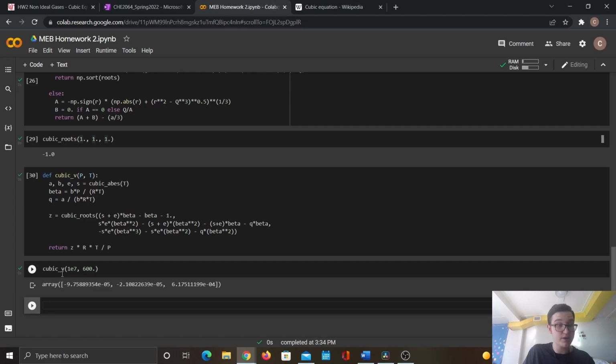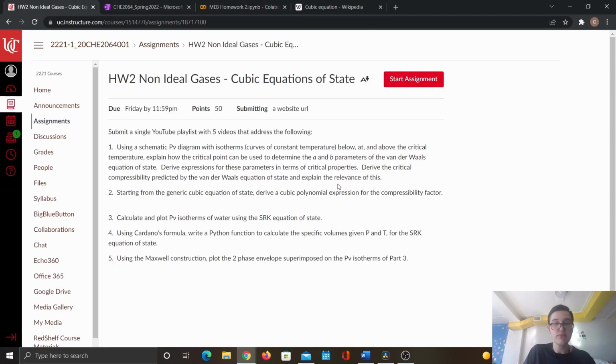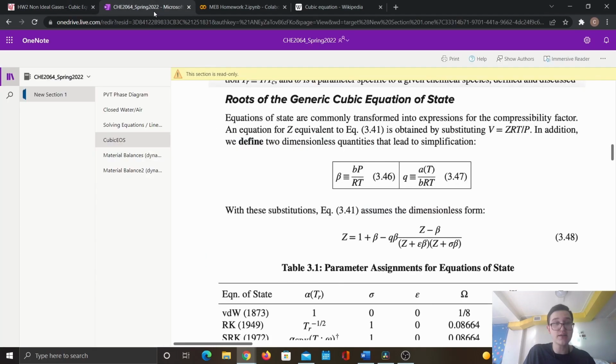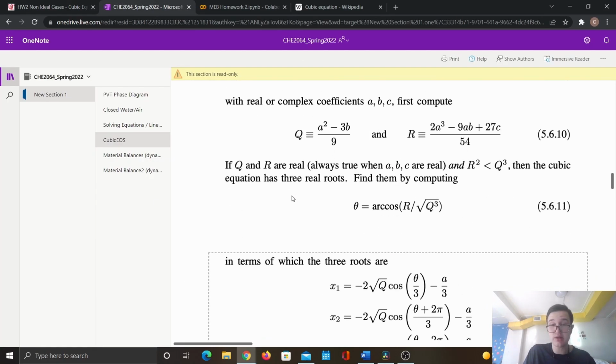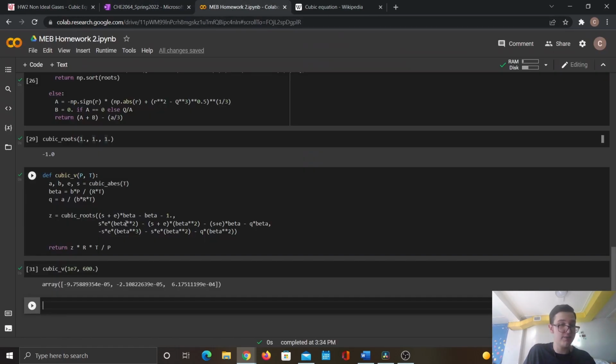Now we do have our values here. We have an array of 3, so we know that the first value will be negative 9.758. The second value is negative 2.1, and the third value is 6.17. So this is looking for specific volumes given P and T for the SRK equation of state. We found it using these, and given extraneous values of 1E7 and 600, we have these values now.